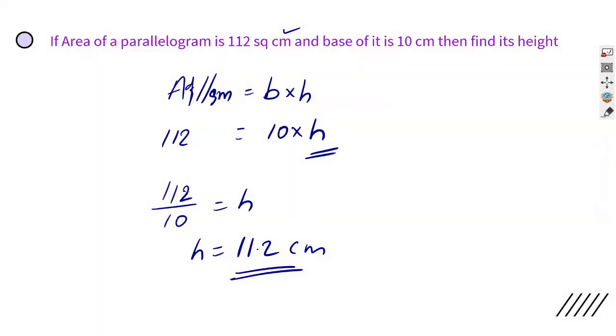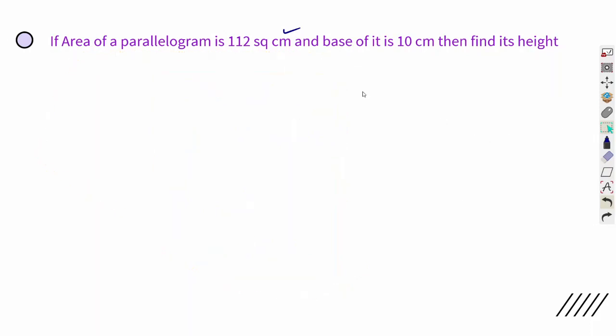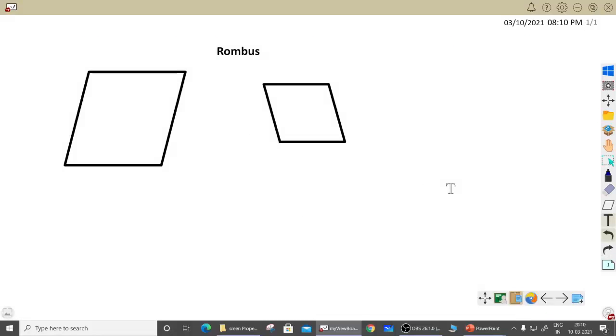Only thing is that you learned a new figure and a new area formula, the area of a parallelogram. As I told you, sometimes your question will be different, sometimes the parallelogram will be different. I just want to introduce you to the next concept: the parallelogram concept can be changed into a concept of rhombus. Now let us consider a rhombus. Rhombus is also a parallelogram.